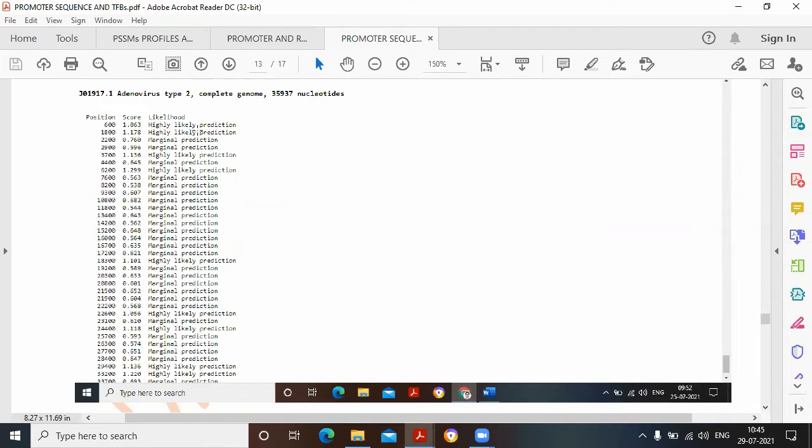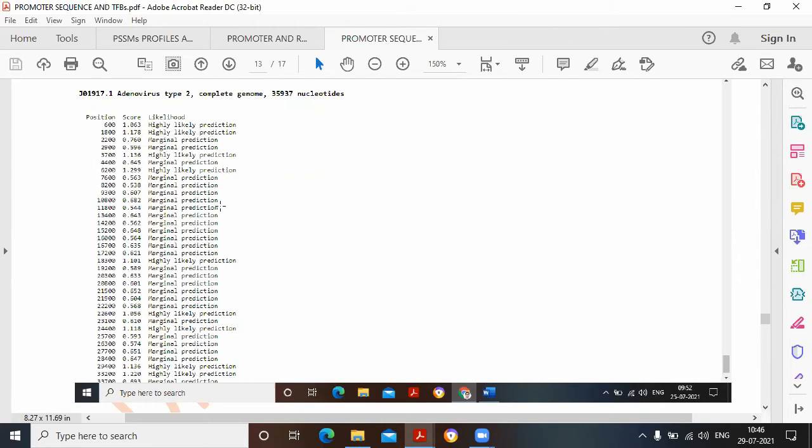They have predicted a highly likely promoter sequence at 1800 positions as well. So like that, the software is going to analyze each and every possible position of the promoter, and the respective score is also provided. Based on the score, they have mentioned highly likely prediction or moderate prediction, etc.